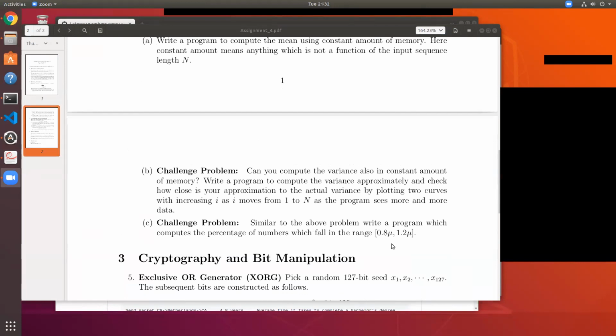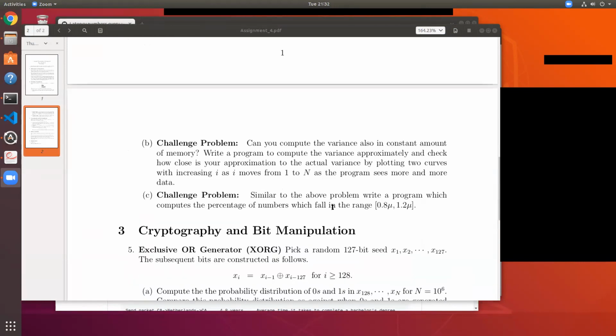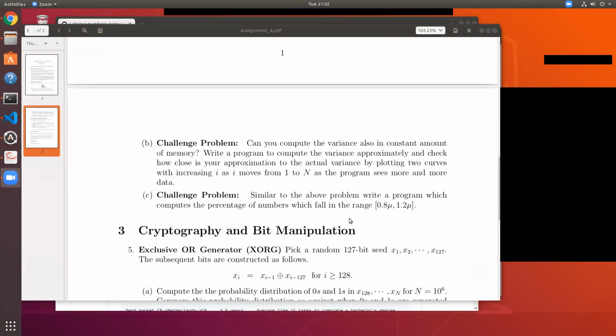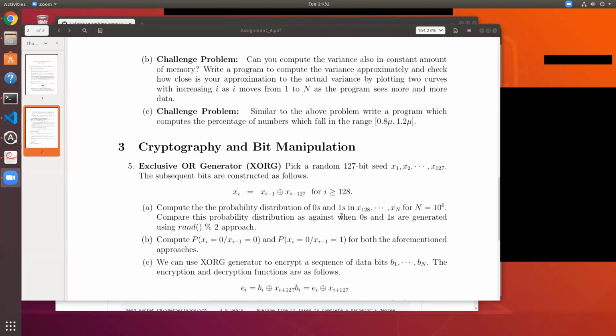Similarly, the next challenge problem is also very similar. You will be able to do this in 4 days. 2 days for section 1, 2 days for section 2. I'm just kidding, but approximately in a week, you can say.